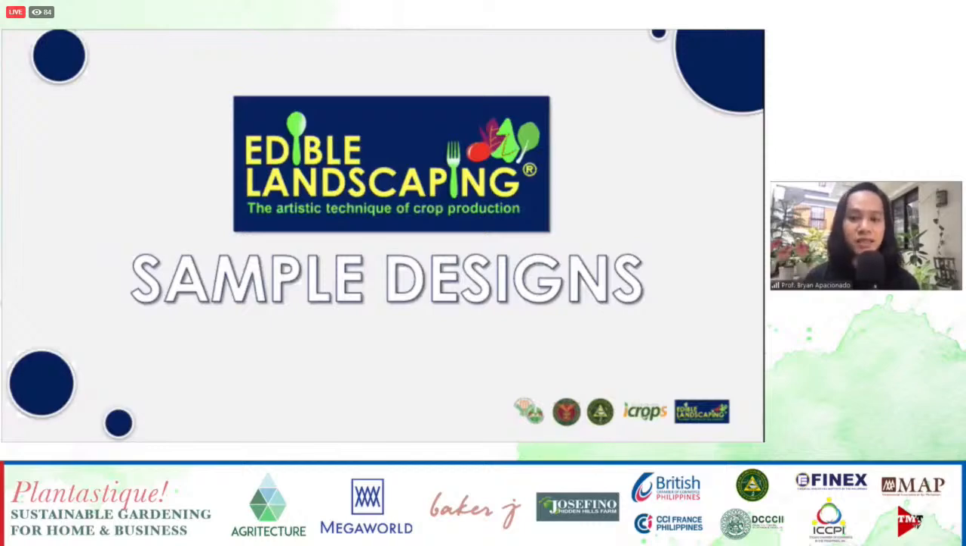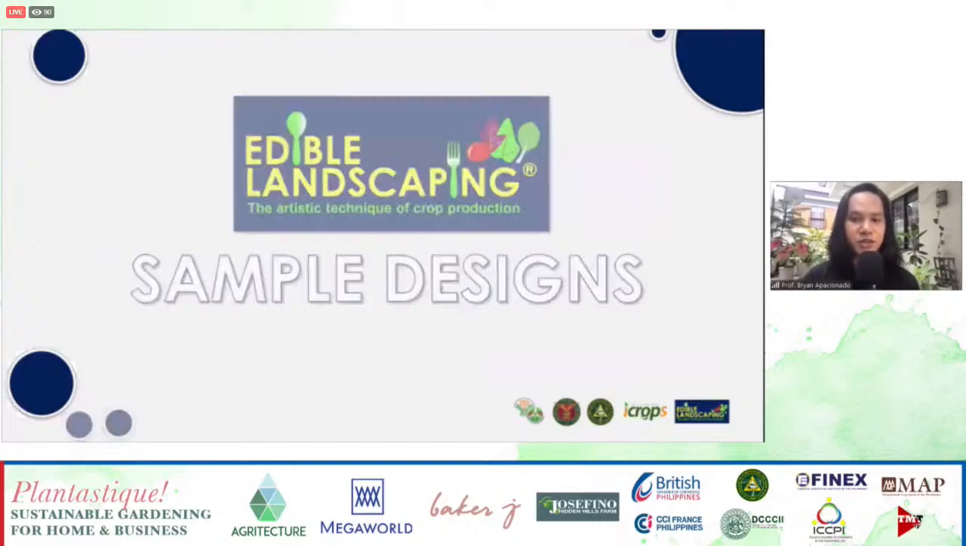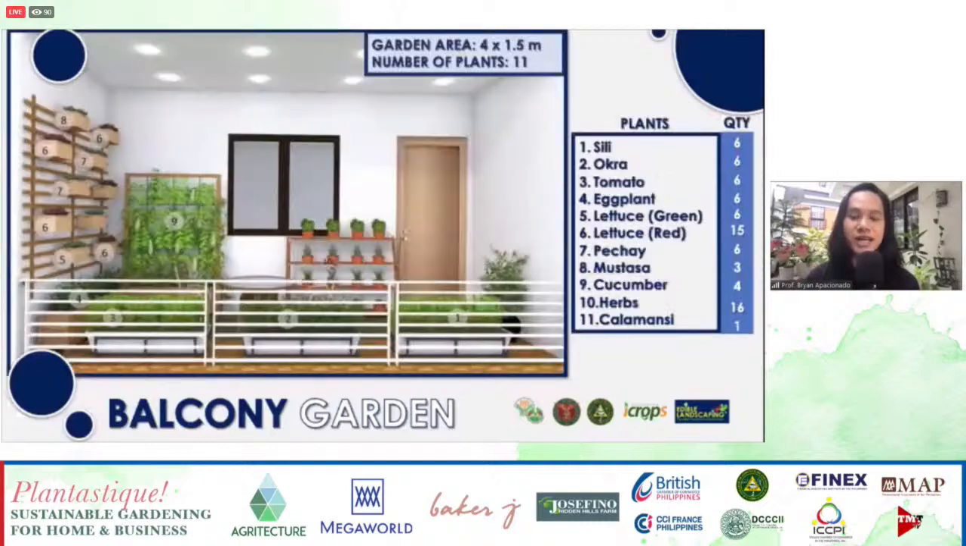To get more excited, I will share with you some of the edible landscape design ideas that you can do in your own home. These are the designs presented by Doc Dindo earlier, included in our edible landscaping kit. We have different designs for different available spaces in different areas. For example, this one is for a balcony garden. We have a 4 by 1.5 meter area.